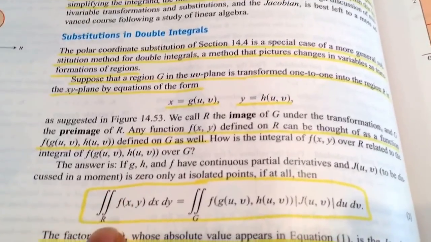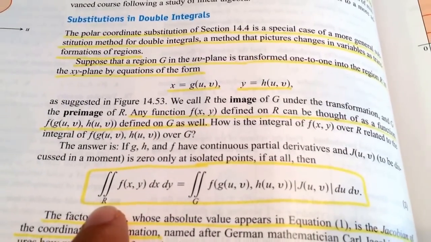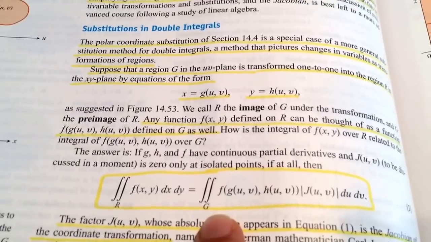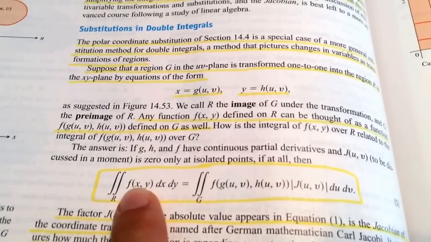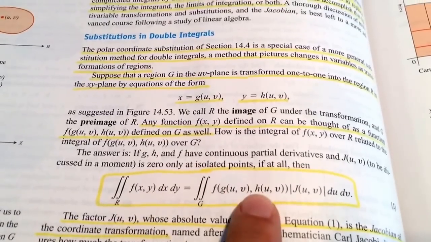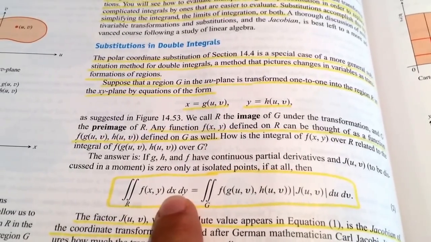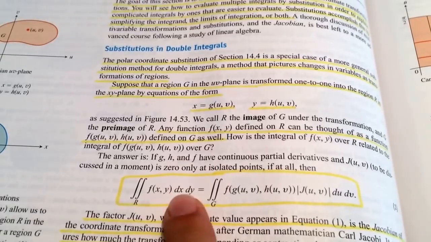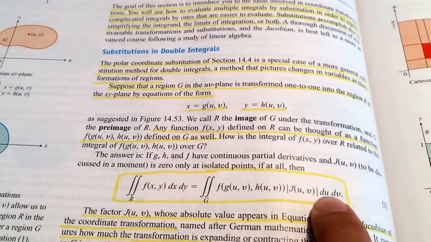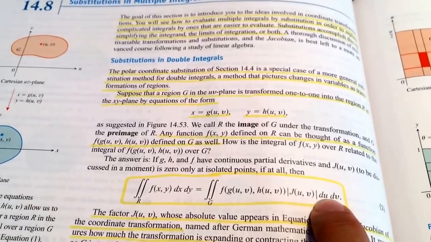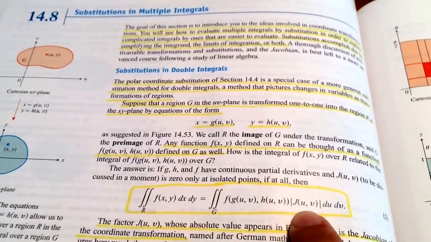But what you're going to be doing is changing your region R in the XY plane to region G in the UV plane. You're going to be changing your function from a function of x's and y's to a function of u's and v's. And when you change your dA, which is either dx dy or dy dx, it's either going to be du dv or dv du, but you're going to have this extra piece, this Jacobian, that pops up.